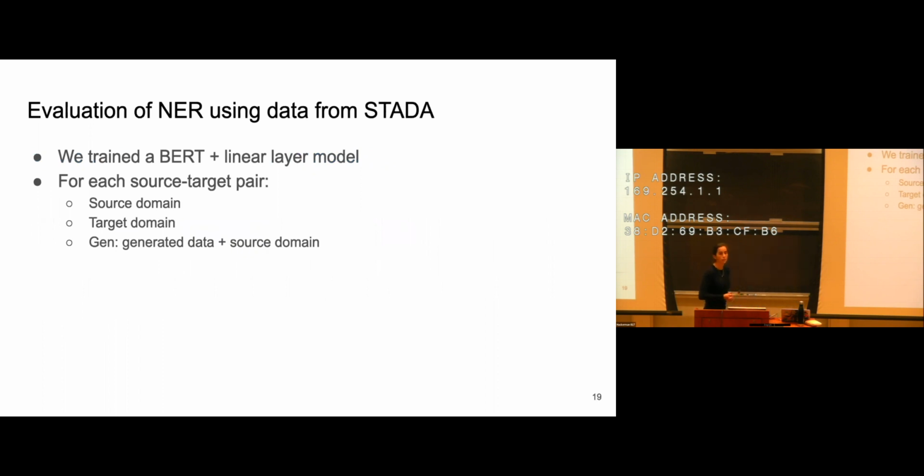Now for evaluation, we need an NER system that we want to train with our data augmentation model. And it's a traditional BERT model with a linear layer. We don't really care much about what the actual NER is. We want to compare what happens before and after we do data augmentation. And so for each source target pair that we compare, we have results with this NER using only the source domain, using only the target domain, and using the generated data plus the source domain that we call GEN, and those are the results that we're going to see.